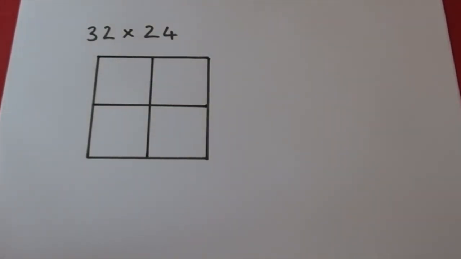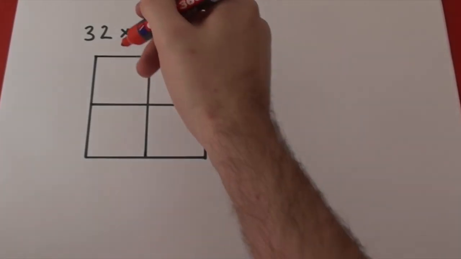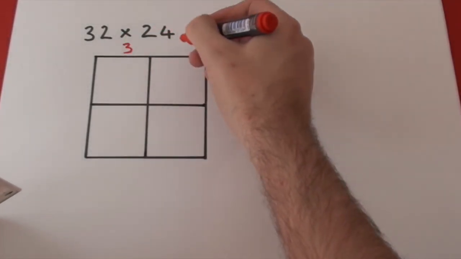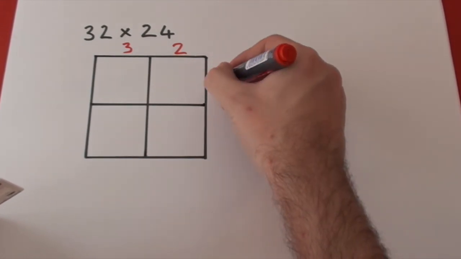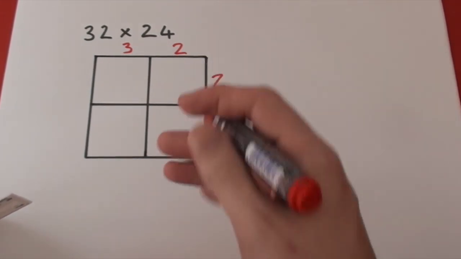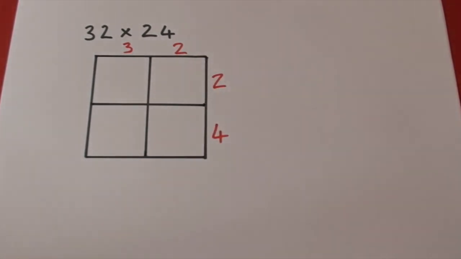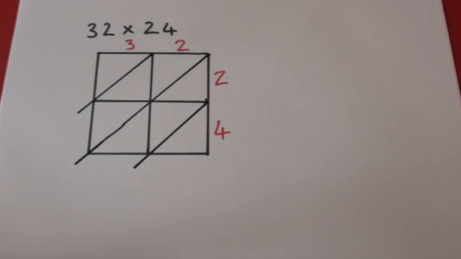We'll put in our numbers on the grid. So here's our 3 for 30 and 2, and down the side are 20 and 4. You just write single digits. We need to now draw in some lines. These lines are diagonal. Here's our first one. They go through each box like so.